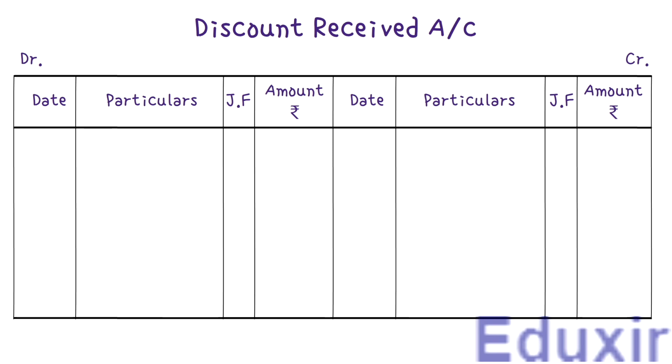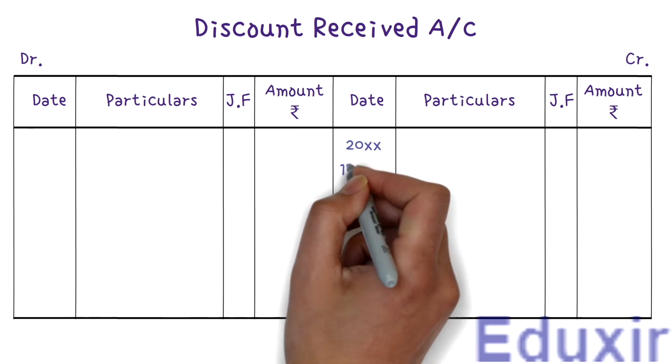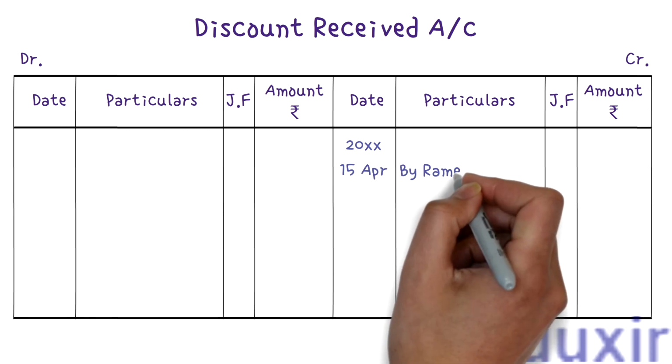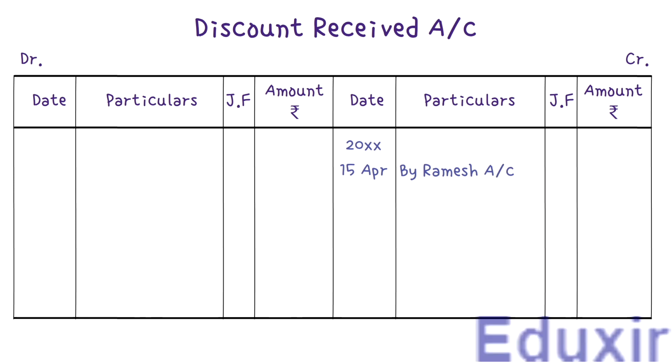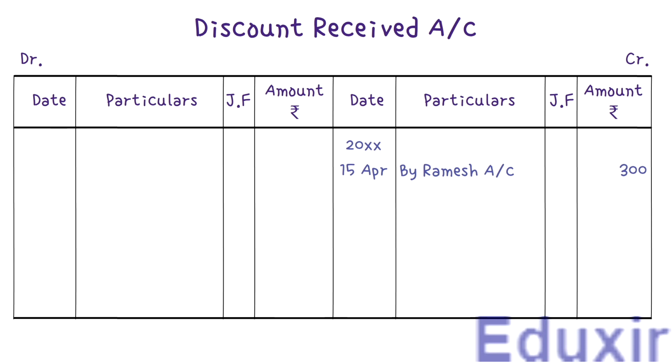As this is the first entry on the credit side, let us first write the year in the date column. Let's then write the date. We need to write by Ramesh account into the particulars column. Let's then write the credit amount of 300 rupees in the amount column. That completes the posting of this journal entry into discount received account. Let's now take up the next entry.